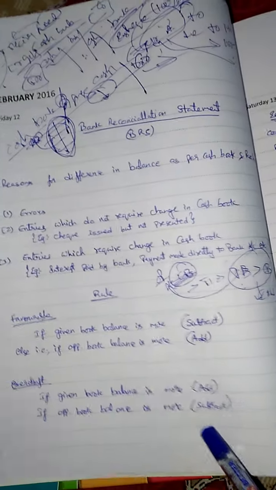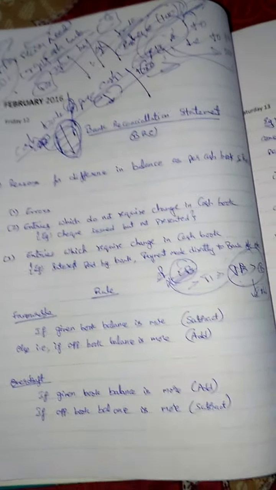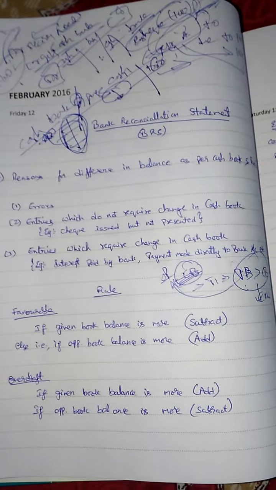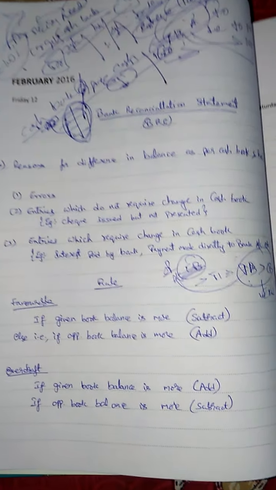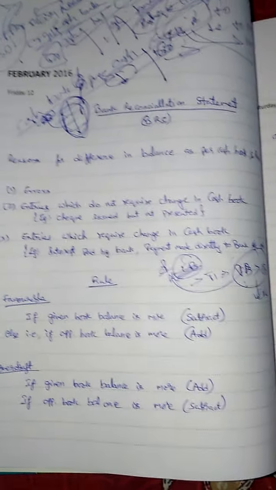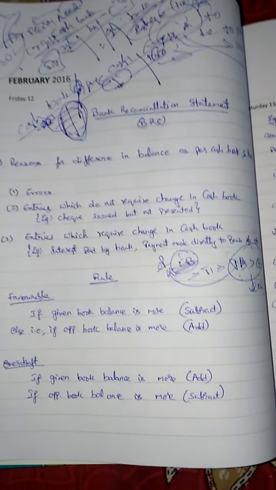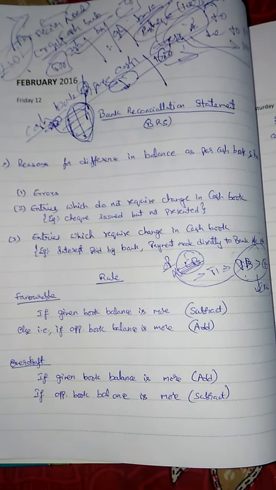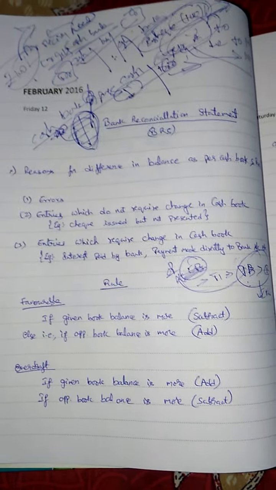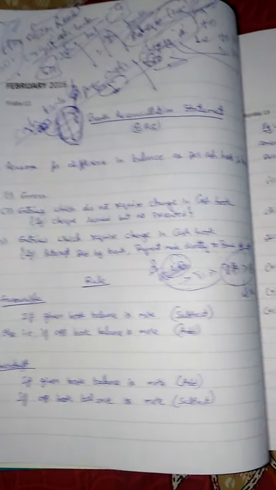If opposite book balance is more, subtract that transaction. This is the simple rule we need to remember in BRS, and we can solve the problem for 2 marks easily. So I'll take an example and we'll try to solve it so that the concept will be more clear.